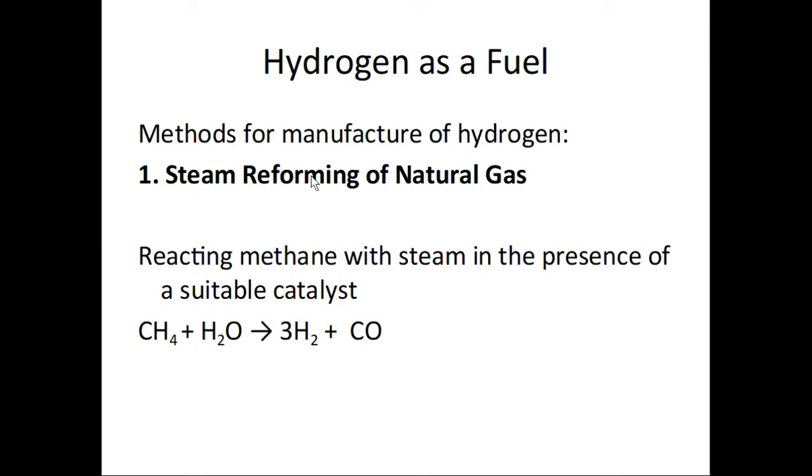And it is the steam reforming of natural gas. And what that means is that natural gas, methane, which we've seen now a couple of times, methane is CH4, is reacted with steam in the presence of a suitable catalyst. You don't need to know the name of the catalyst, to form hydrogen and some carbon monoxide. So that's where we're getting hydrogen from. So that's the steam reforming of natural gas. Methane is natural gas reacted with steam in order to form hydrogen.